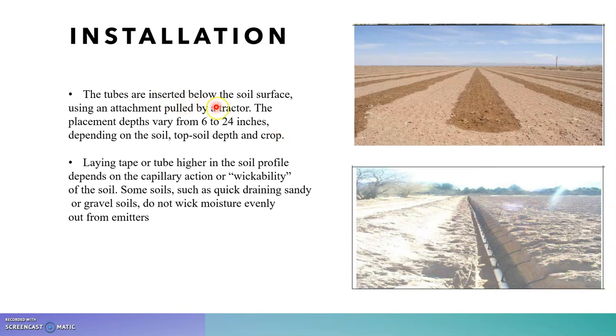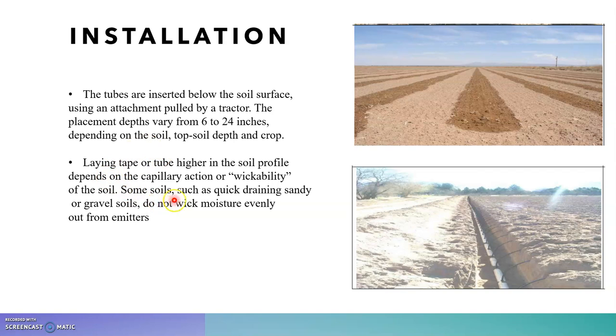Generally, the tubes are inserted below the soil surface using an attachment pulley by a tractor. We can install these by making a trench, or we can install directly with the help of the tractor by inserting some pulleys inside the soil. The placement can vary from 6 to 24 inches. It depends upon the rooting depth of each plant, and also types of soil as well.